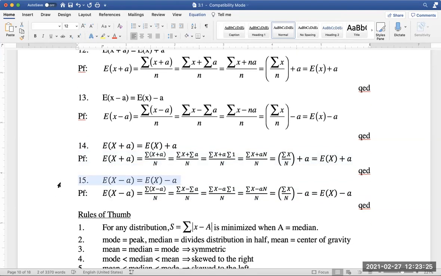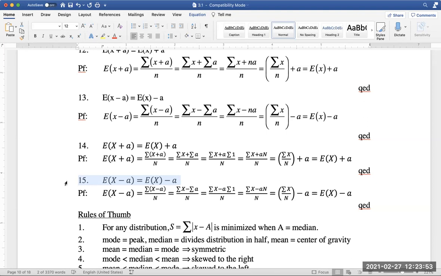Property 15 follows directly from property 14. Again, subtraction by A is the same as addition of the additive inverse of A, adding the opposite of A. So 15 holds from property 14. Let's prove it anyway.